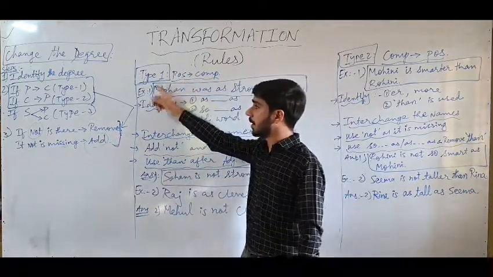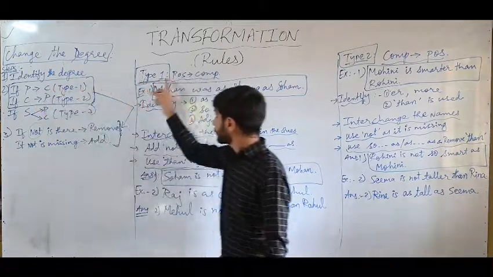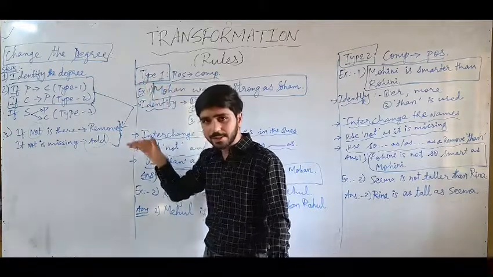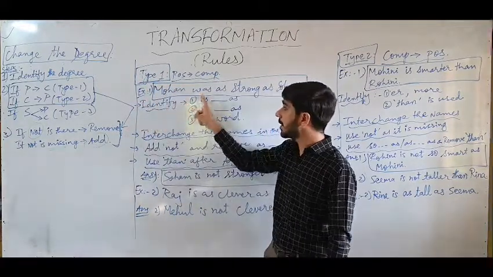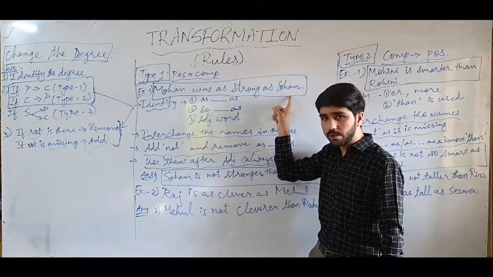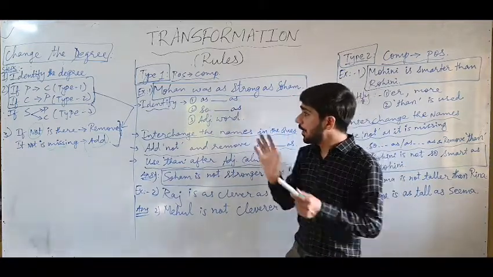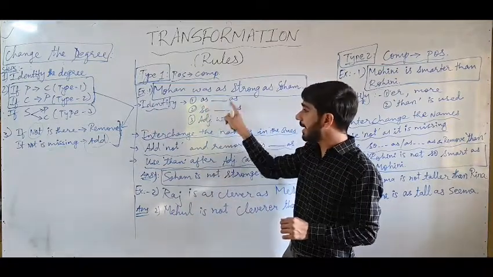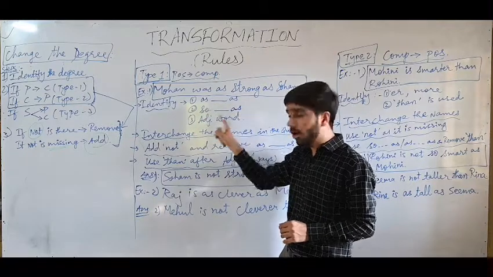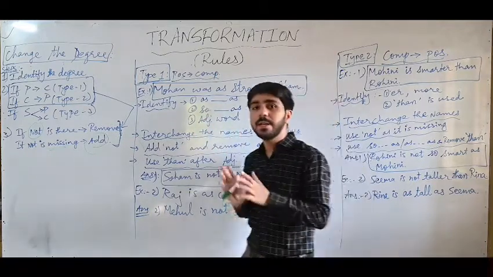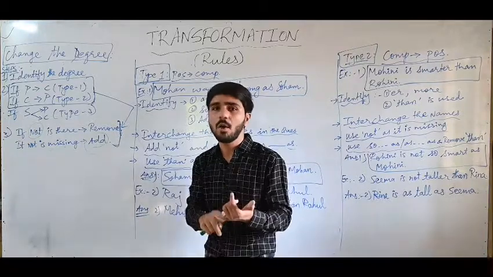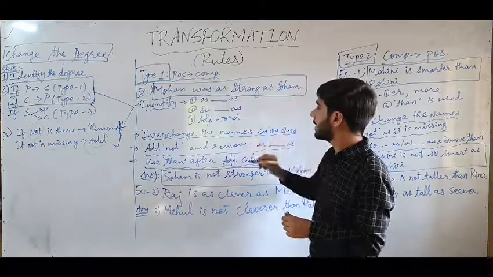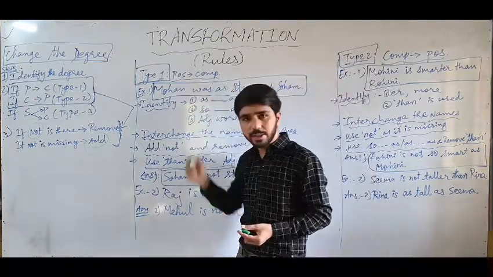Type 1, positive to comparative. Now, see the example which I have written. Then I will teach you how to change the degree stepwise. The example given is: Mohan was as strong as Soham. Now, how can you identify the degree? First step is identification. If you see as dash as, or if you see so dash as, or you see the adjective word, with that you can identify the degree, whether it is positive, comparative, or superlative. As you can see over here, as and as is there in the sentence. So obviously it is positive degree.